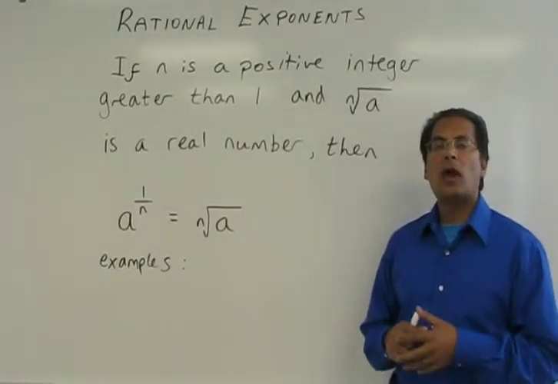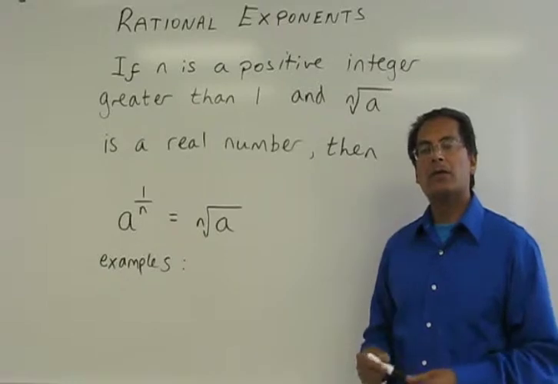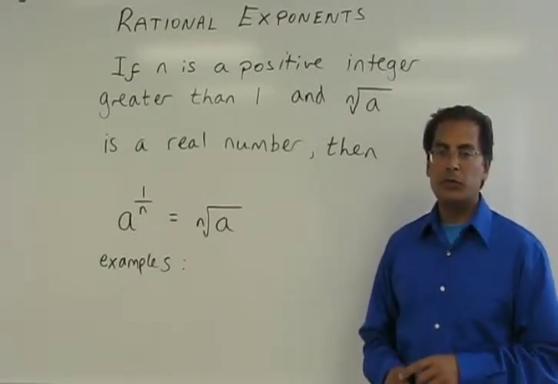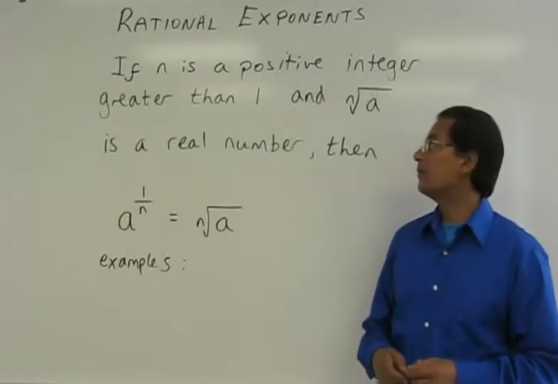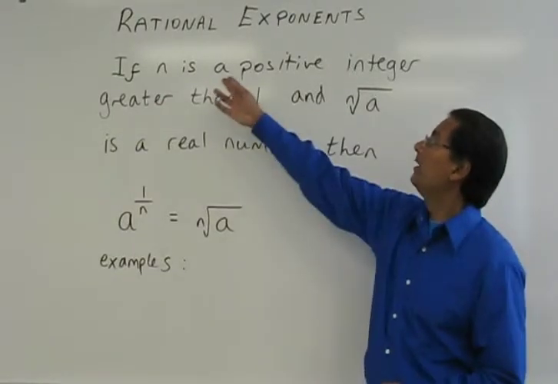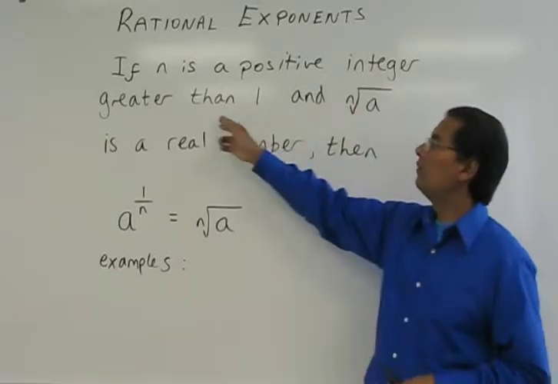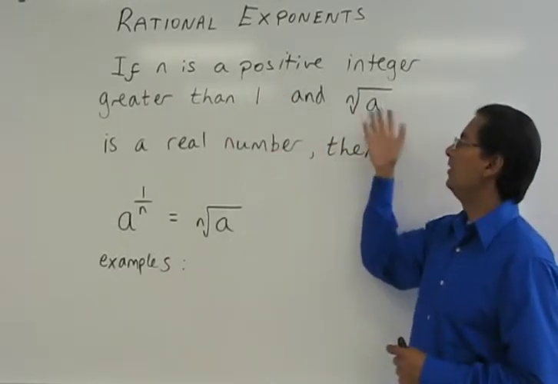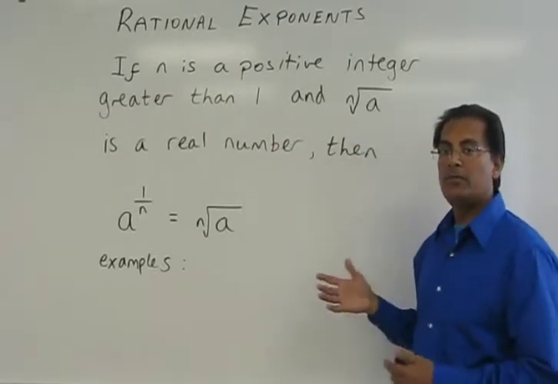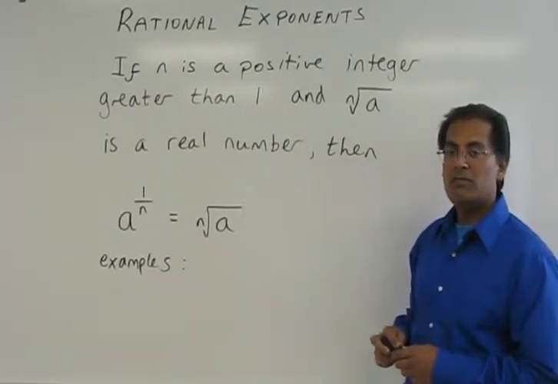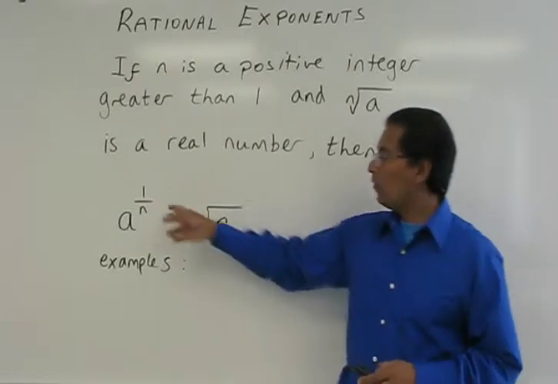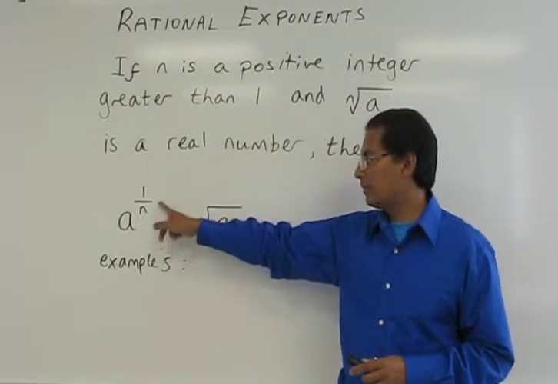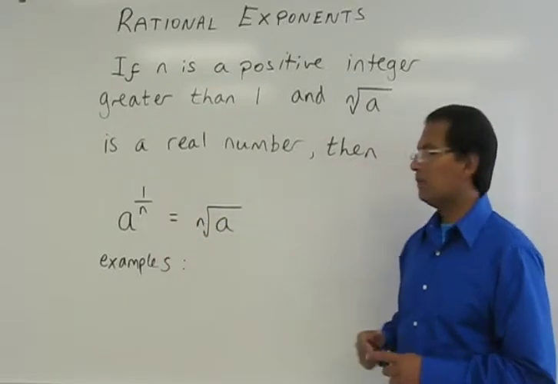Today we're going to talk about rational exponents. We have looked at radicals and roots, and there's an equivalent way of writing these radicals and roots using what we call rational exponents. So if n is a positive integer greater than 1, so n is like 2, 3, 4, and so on, and the nth root of a exists, in other words, it's a real number, we can actually take that root, whatever root it is, then a to the 1 over n, which is the rational way of writing a rational exponent, a to the 1 over n is the nth root of a.